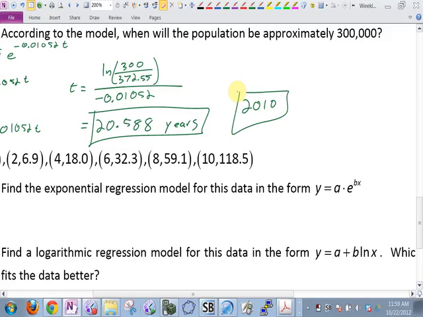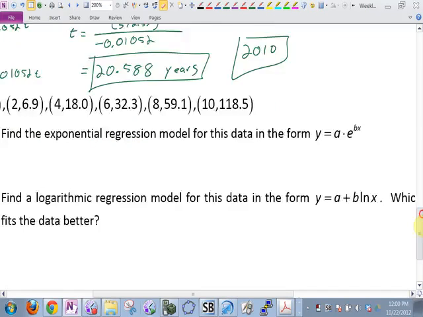So a lot of people, because of rounding error, got 20.6. So try not to round so early in the problem.